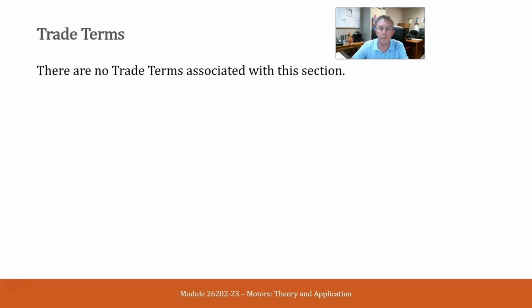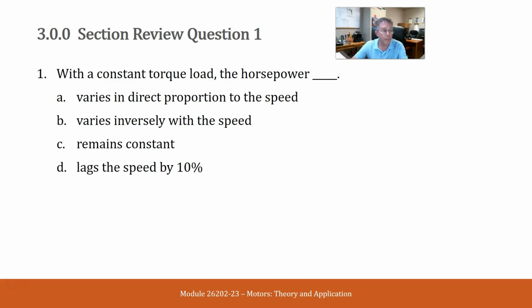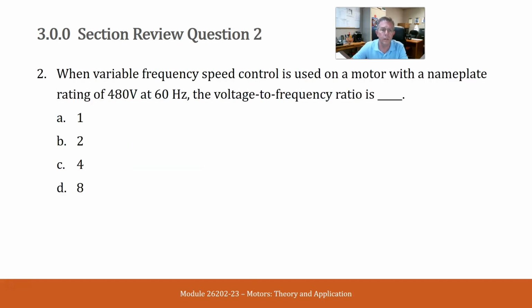There are no trade terms for this section, but there are some review questions. With a constant torque load, the horsepower varies in direct proportion to the speed, varies inversely with the speed, remains constant, or lags the speed by 10%. I'm going to say varies in direct proportion to the speed.